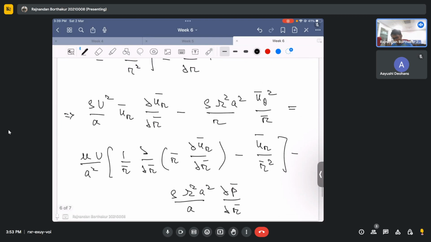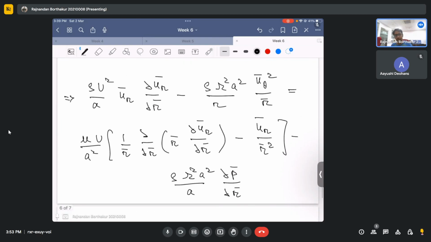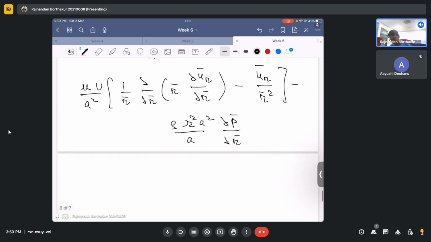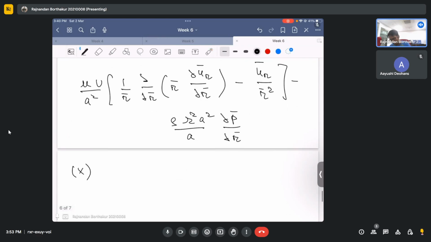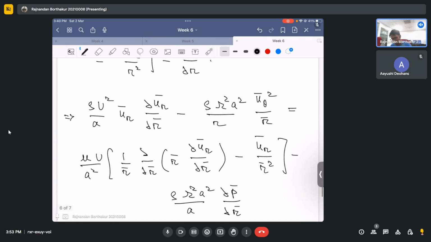So now what we will do is, this is something that we get by taking out all the characteristic variables with the constants. So now we will multiply the entire equation by this factor, or the inverse of this factor to be precise. So we'll multiply this by a squared by mu u. If we do that, let's see what we get.